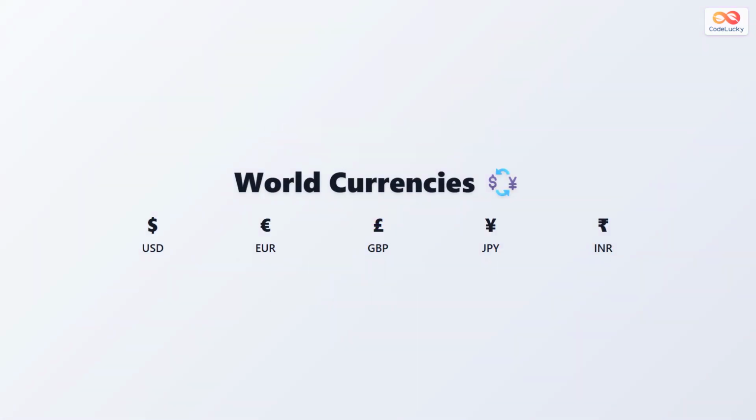Here are all 5 currencies together. Dollar USD from America, Euro EUR from Europe, Pound GBP from Britain, Yen JPY from Japan, and Rupee INR from India. Each has a unique symbol you recognize instantly when traveling or shopping online.